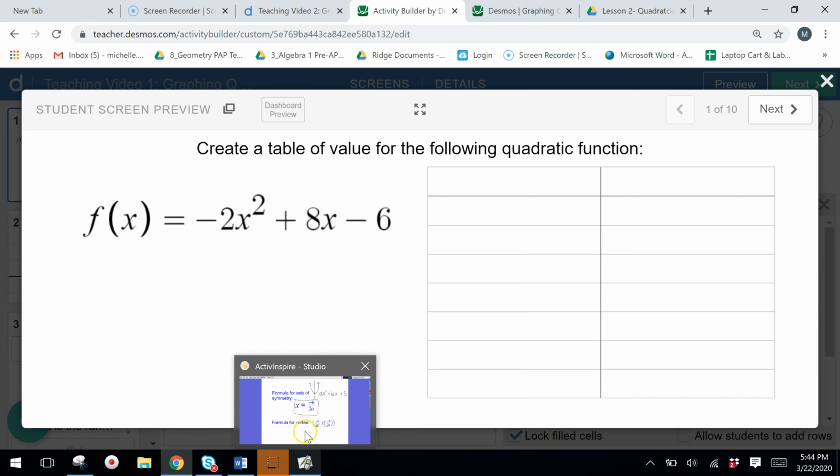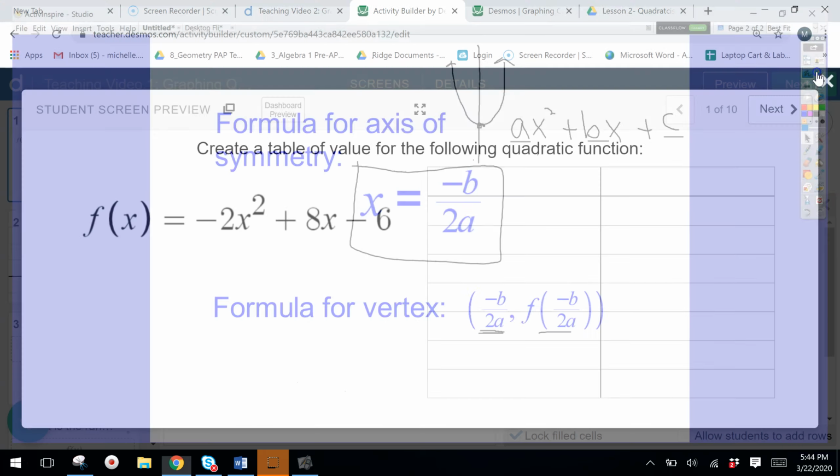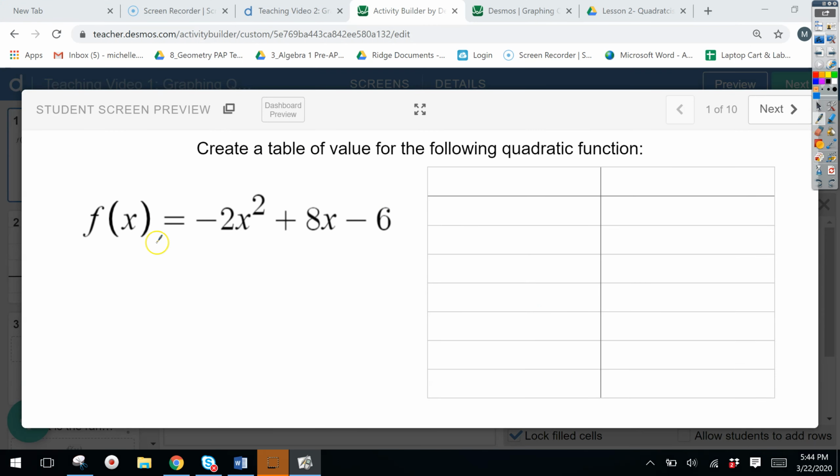The very first thing that we want to do is find that axis of symmetry and then go ahead and find the vertex. If you remember, first we need to identify our a, b, and c. So -2 is going to be our a, +8 is our b, and -6 is our c. We will get back to talking about the importance of c in a second, but for right now, all we need is b and a.